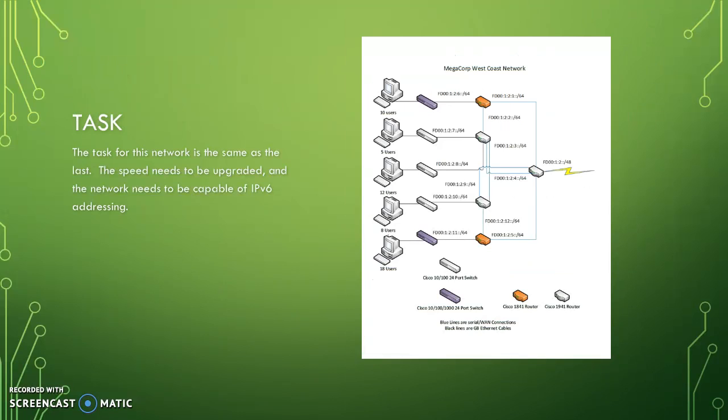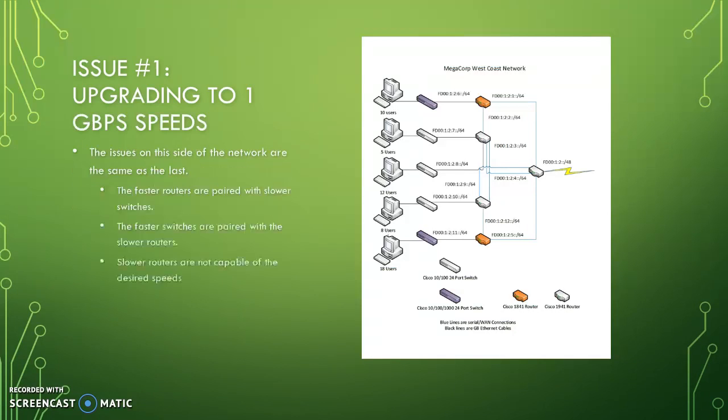And the tasks are, of course, the same as the last one. Speeds will need to be upgraded and will need to be capable of IPv6 and IPv4 addressing. So the first step, upgrading to 1 GB per second speeds.